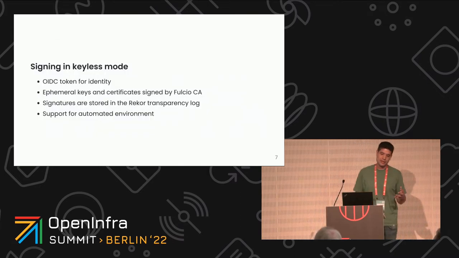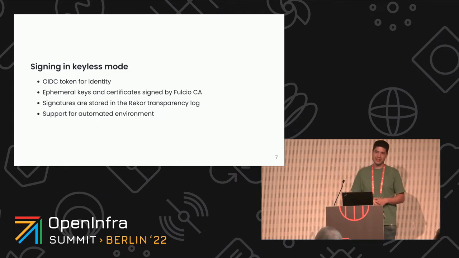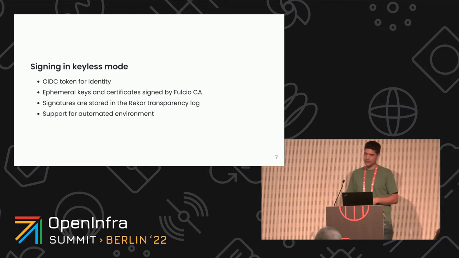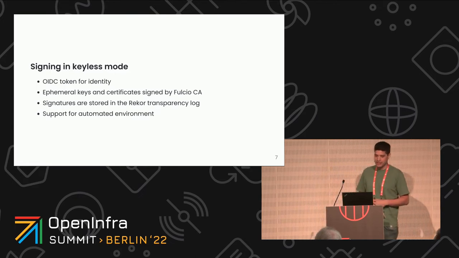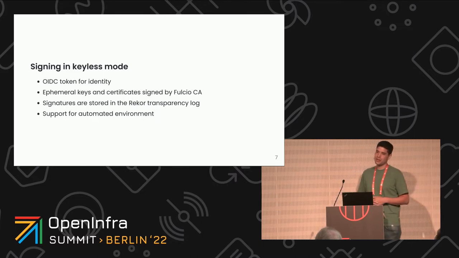So now let's talk about the keyless mode. First, it's still experimental. Hopefully, it will be ready for production soon. And it's using OpenID Connect for identity. OpenID is an identity framework built on top of OAuth 2, and it allows third-party applications to identify the end user using an authorization server or an OIDC provider.